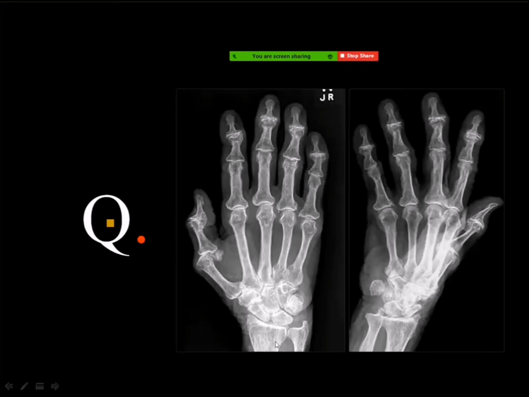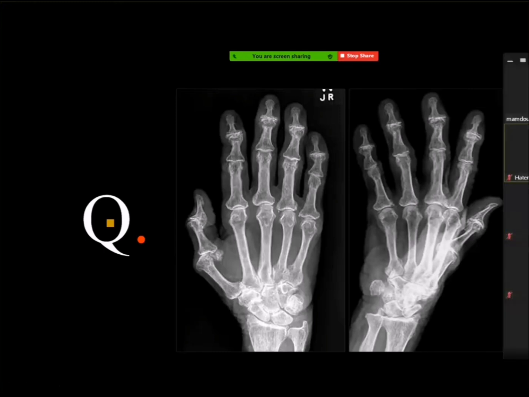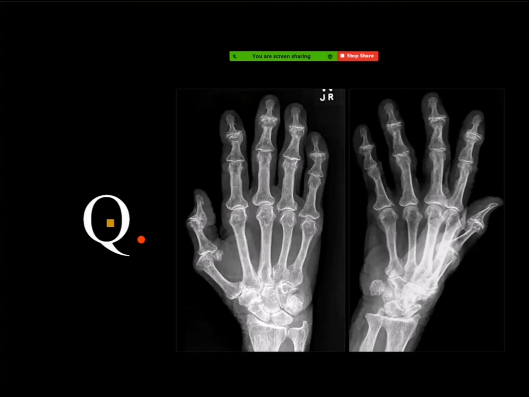Then what do you think? This is an X-ray of the hand. Psoriasis. Psoriasis is one of the possibilities. Other suggestions? Scleroderma. Scleroderma. Other suggestions.